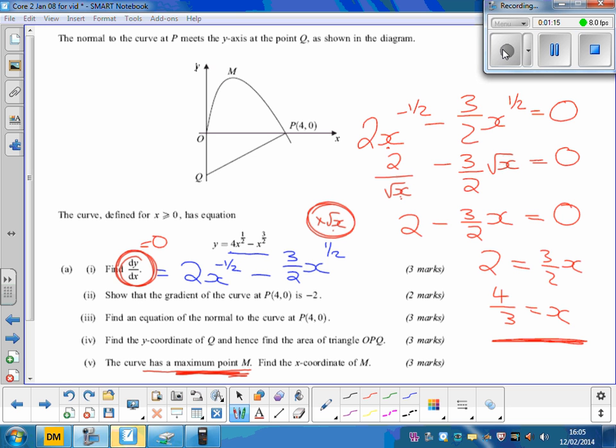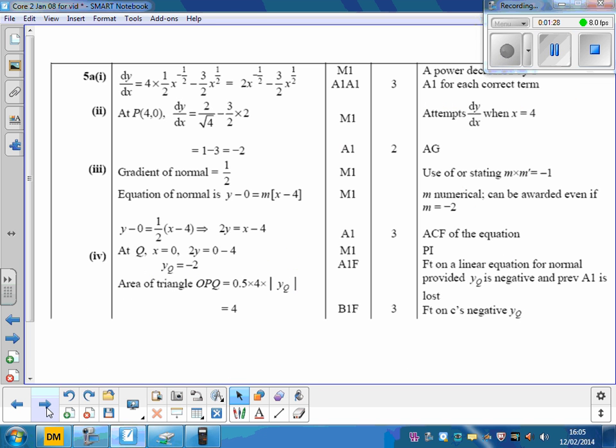There is the answer. Now there's lots of different ways of doing this. There's a factorizing way of doing it as well. But have a look at that and see how you could cope with that. That is the bit that nobody got. Here's the mark scheme for all of that.